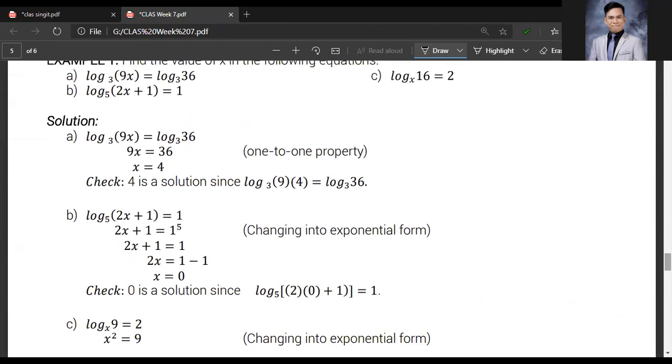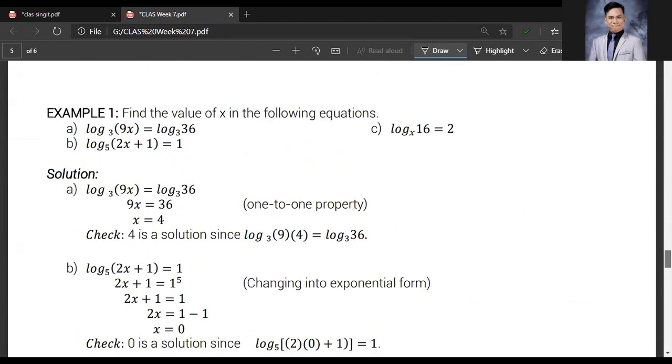Okay? Solving logarithmic equations and inequality. So solve. Let's have A. Logarithm of 9x with a base 3 is equal to logarithm of 36 with a base 3.